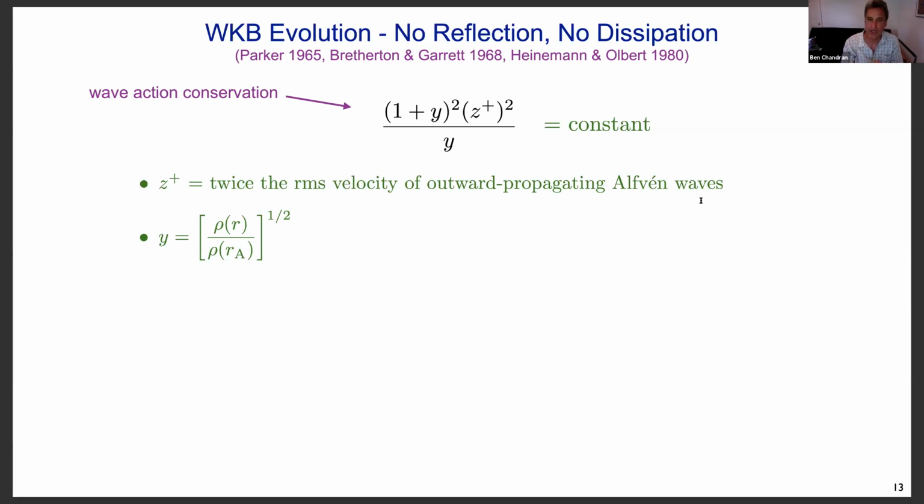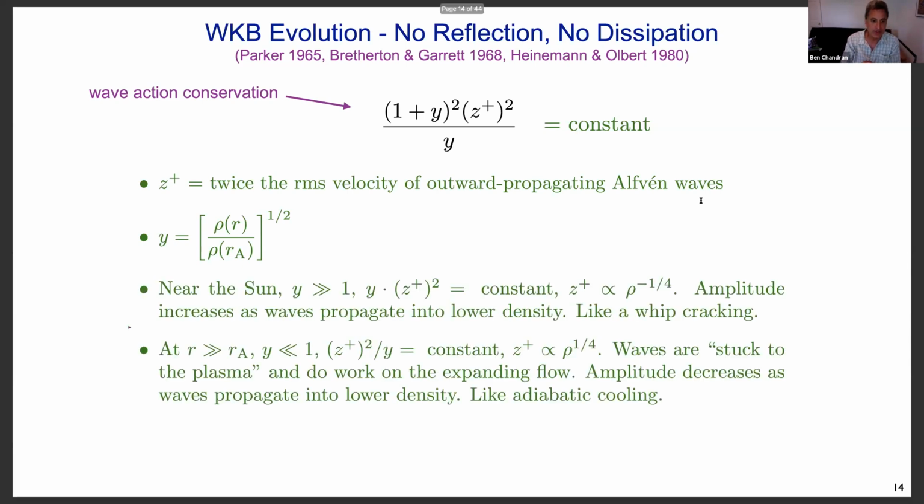This equation of wave action conservation has two interesting limits. So first, close to the sun, the density is much bigger than it is out at the Alfvén critical point. The density drops very rapidly with radius as you go away from the sun. And so y is very large, and that equation at the top of the screen simplifies to a simpler equation: y times z plus squared is a constant. Well, that leads to the following scaling: z plus goes like y to the -1/2, or rho to the -1/4 power. That means as the waves move away from the sun into a lower density plasma in this region, their amplitudes go up.